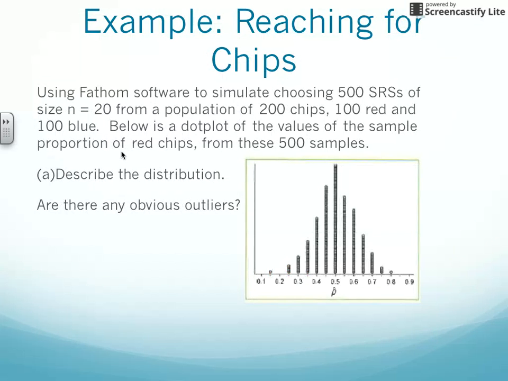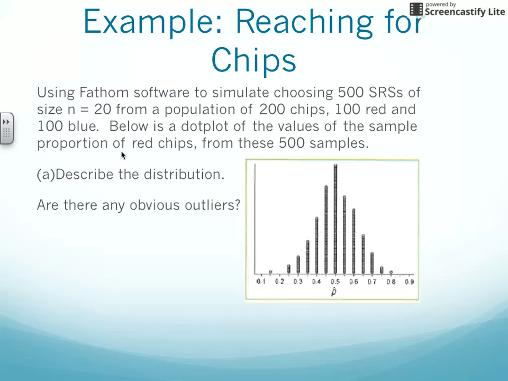Certain software, though, will do it much faster than we can by hand, okay? So we use software to simulate 500 simple random samples of size 20, so far beyond the 35 of that stats class. Still 100 red, 100 blue in the population. Okay, below here's the dot plot of the values of the sample proportions of red chips from these 500 samples.